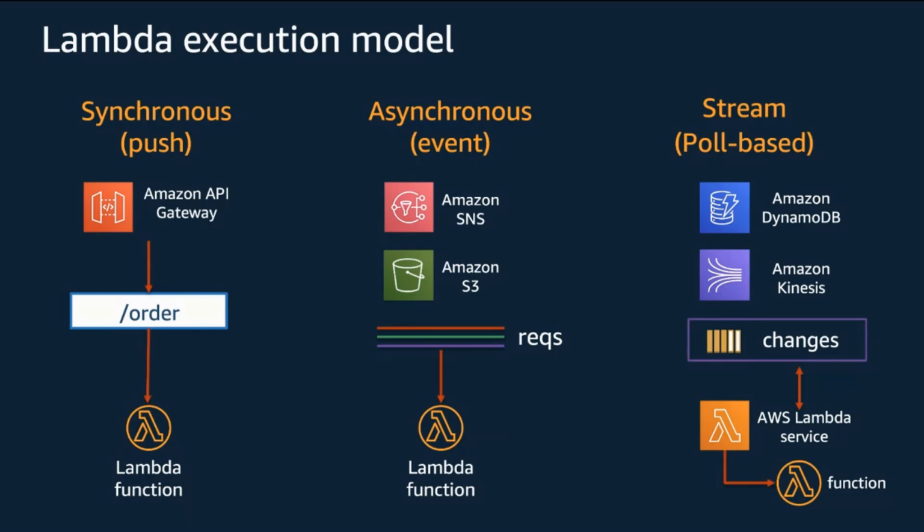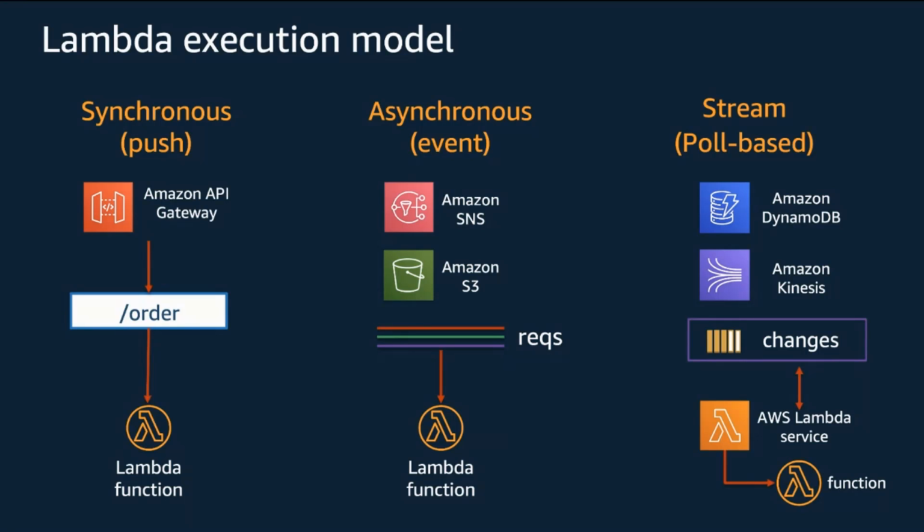Then there's an asynchronous or event-based model, which we just saw, where services such as SNS or S3 might invoke a Lambda function based on a message being put into a topic with SNS or an object being put into an S3 bucket. Now, the asynchronous functionality of Lambda returns that it has received the event and then carries on processing without the service that invoked the Lambda function waiting for the response.